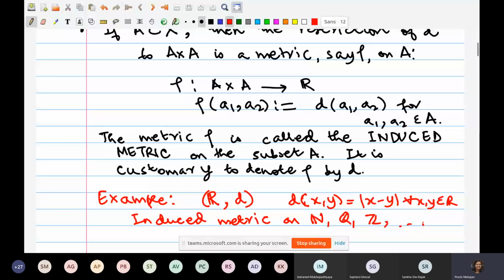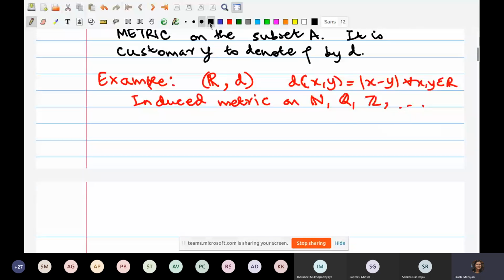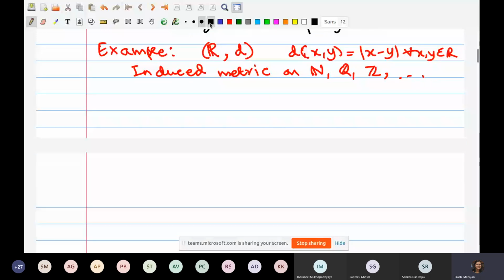Okay. So is this all right with everybody present here? Yes, ma'am. Yes, ma'am. Just some language that you have to be familiar with. Okay. All right. Let's see. So let's continue on the next page.